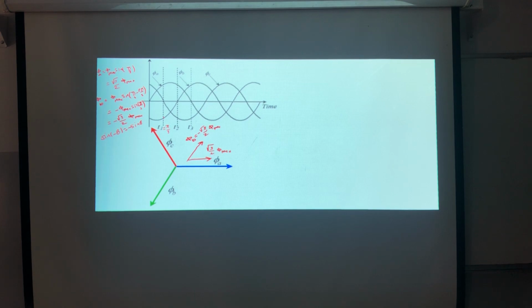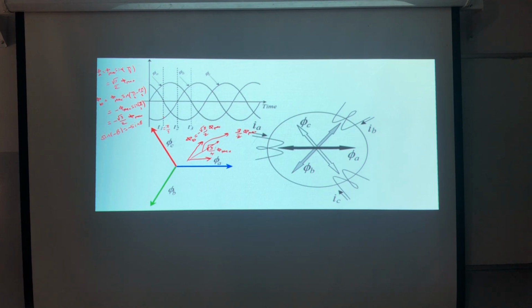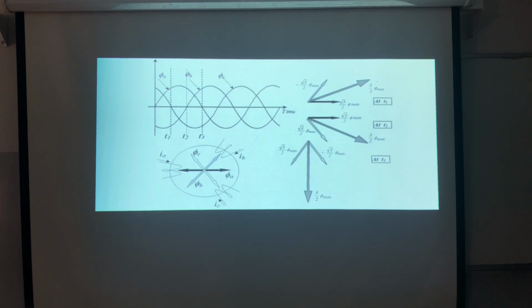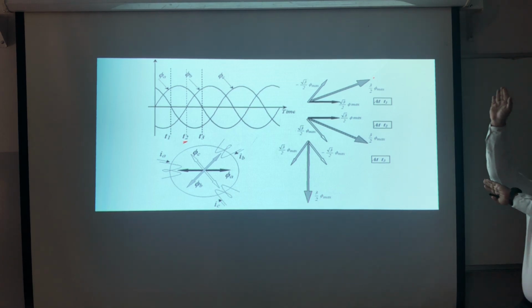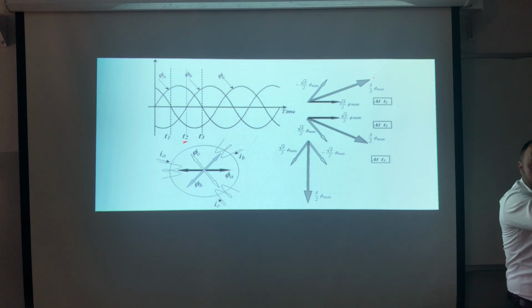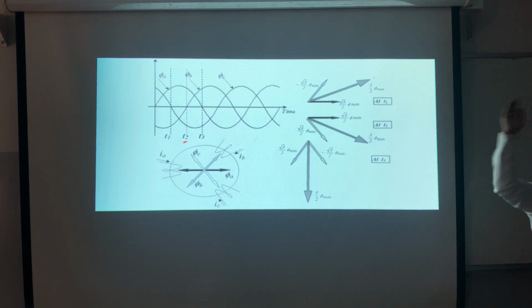Now, can you find the resultant? Yes, simply. We know that this vector is equal to square root of 3 multiplied by the length of the vector. So it will be 3 over 2 phi max, correct? So this will be the first one. So this is the resultant. If I'm taking t equal to 2, it will be here. So now what will happen? Do you see the total flux is rotating, correct? It's rotating. And this is the idea behind the rotating magnetic field.